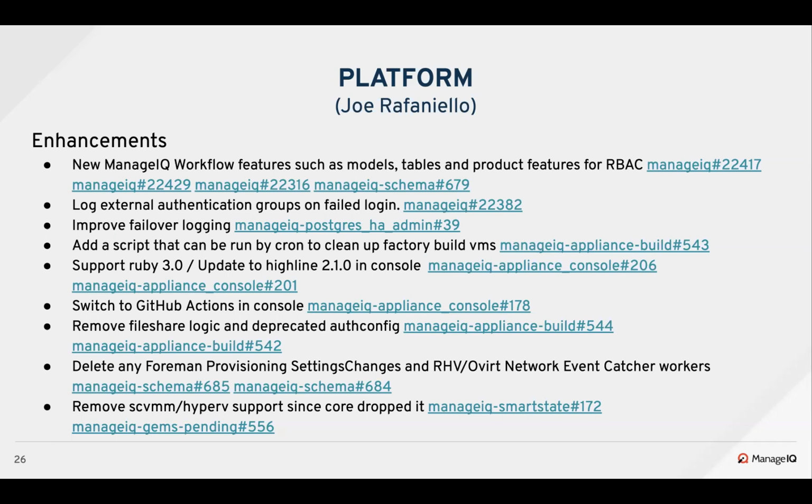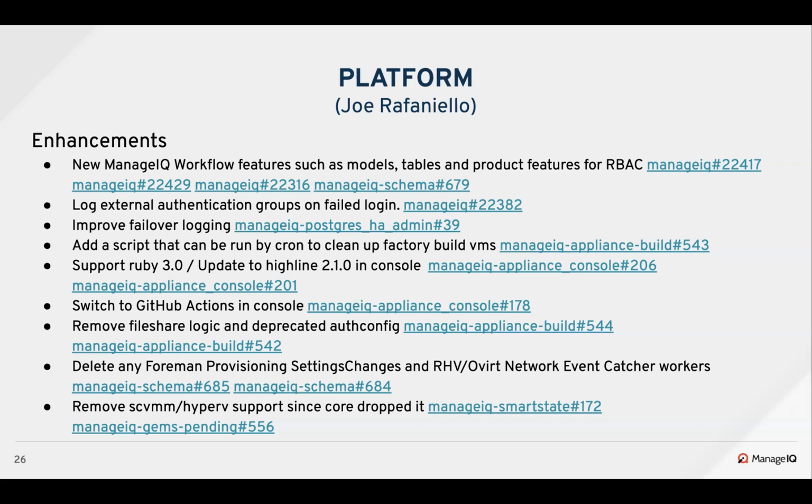Brandon added a script to enable cleanup of the factory-built VMs. Next, for maintainability, Keenan made 2 changes to Appliance Console, one to support Ruby 3.0 and test, and another to update Highline to 2.1.0. Jason switched the Appliance Console to use GitHub Actions. Next, for Appliance Build, Brandon removed some unused file share logic and deprecated auth config.